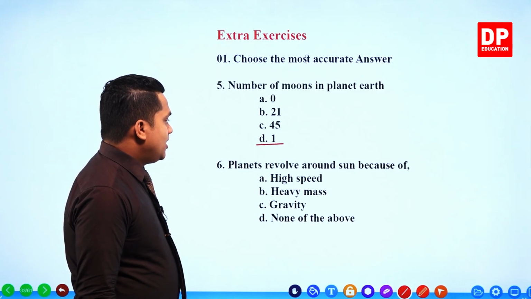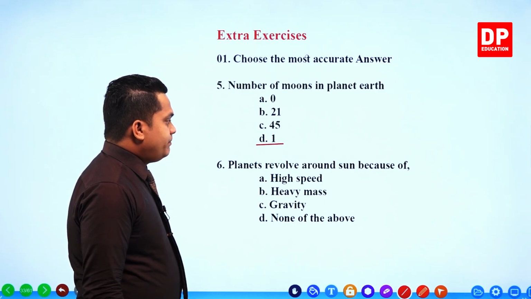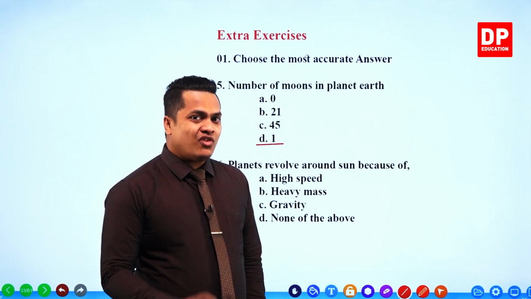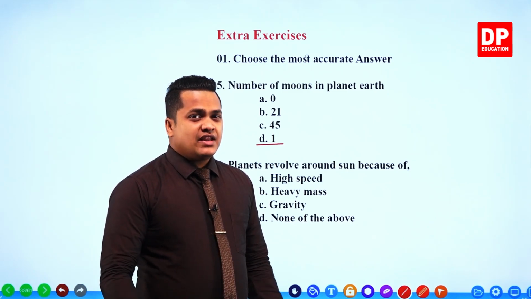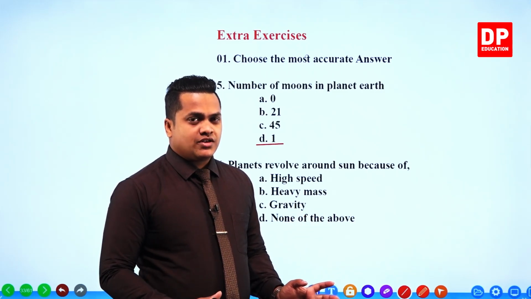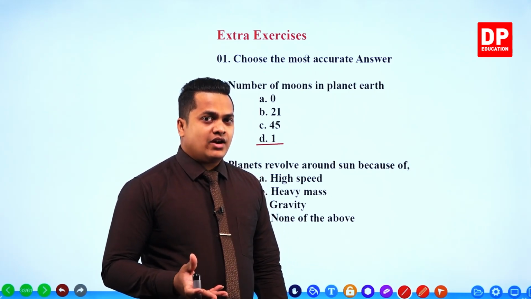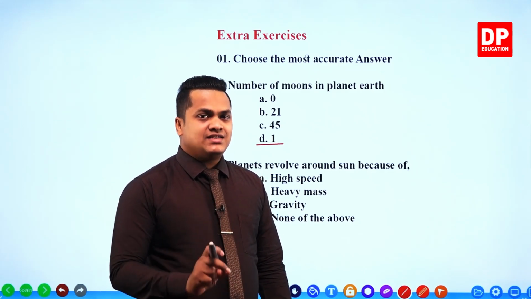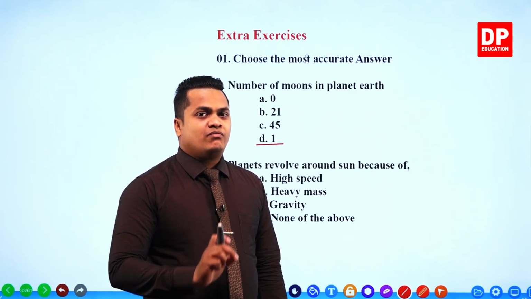Next one. Planets revolve around the sun because of. You know that planets revolve around the sun. The question is asking why this happens. We know, my dear children, that the sun has a very high mass, as it is a large celestial object. Due to this extreme mass, the gravitational force created by the sun is also very high. This gravitational force is the main reason behind the revolution of planets around the sun.